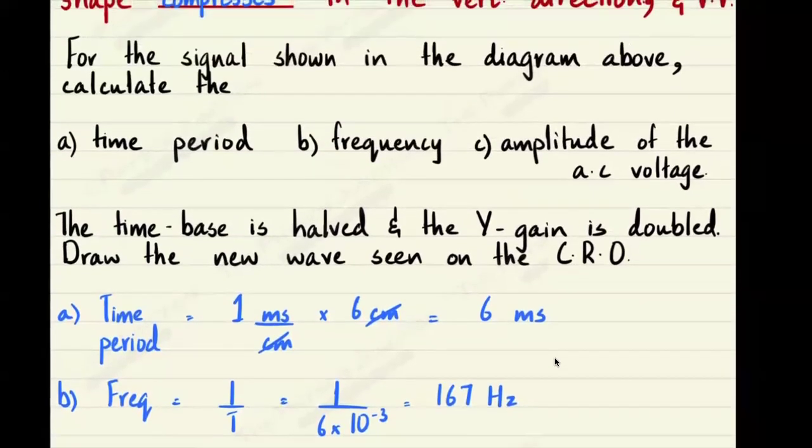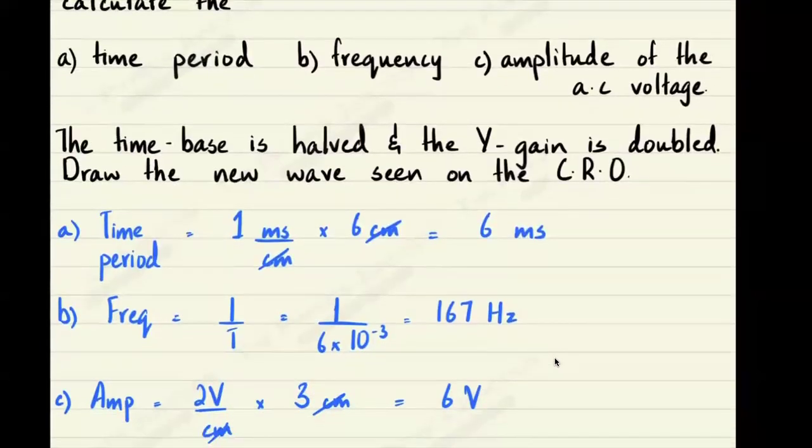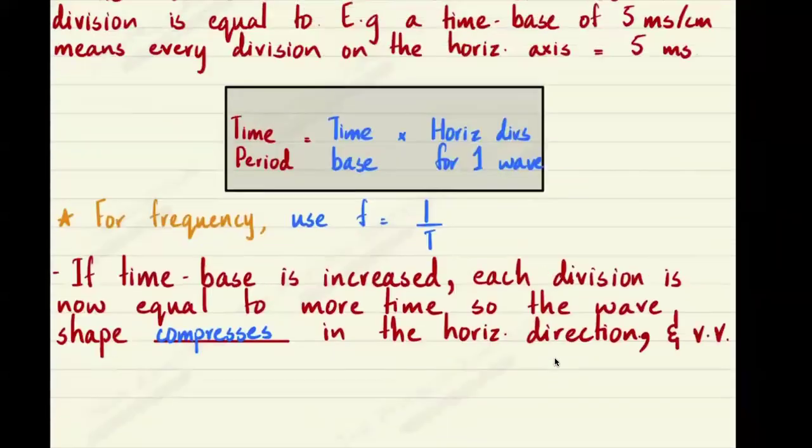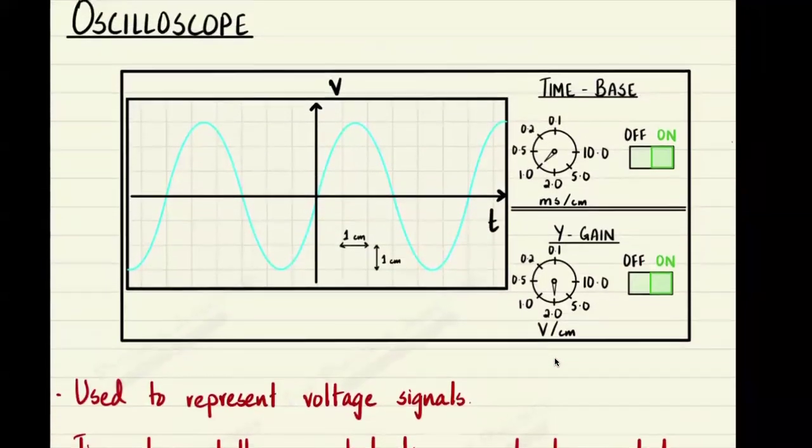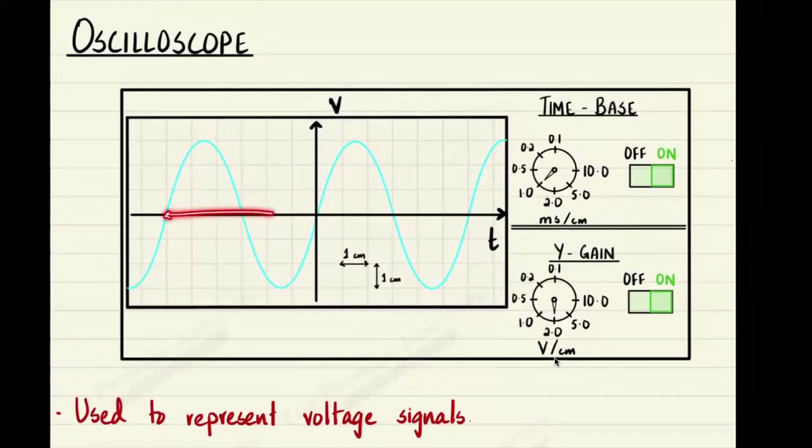Okay, the time base is halved and the Y gain is doubled. Draw the new wave seen on the CRO. Now, if the time base is halved, then the horizontal divisions required for one wave would double, right? They're inversely proportional. So if time base halves, I'd need more. So if I have two waves here, in this case, I would only have one wave now. So what it would look like is this and this, right? So the time base is halved, so each division is worth less. So I need more divisions to make the same wave.